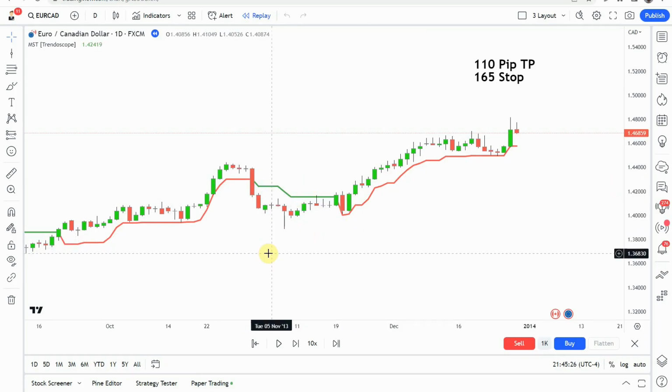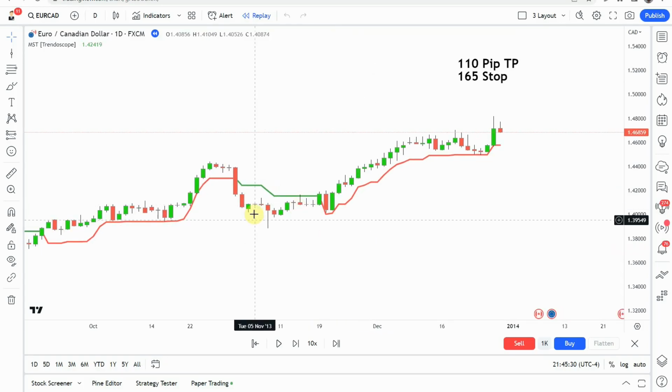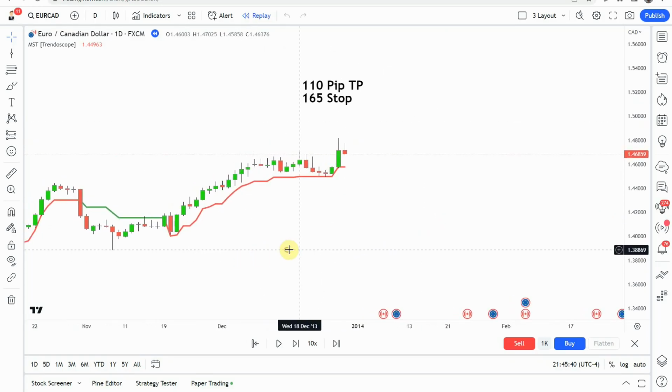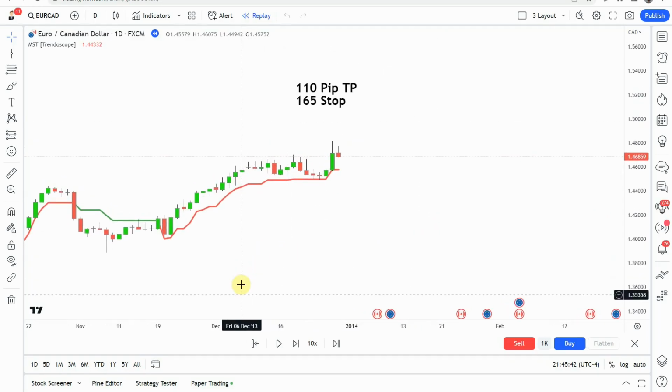So the setup is pretty much the same, other than that when price breaks above this line, we are going to go long. When price breaks down below this line, closes below that line, that is going to be a signal to go short. So let's go ahead and get on with the testing and see what we can get out of it.